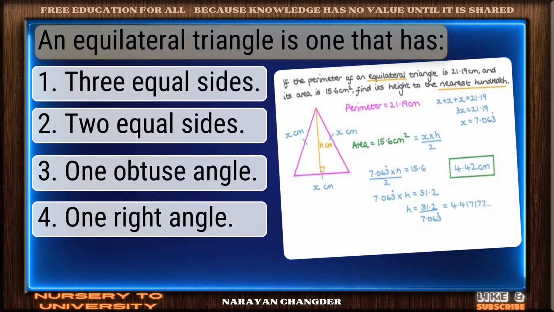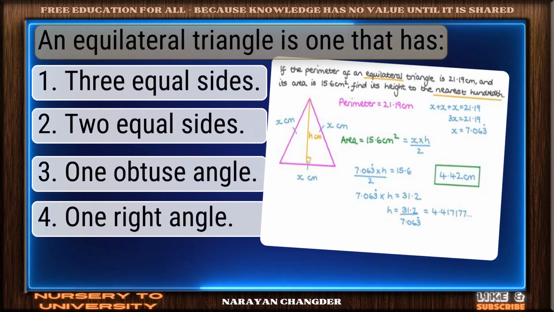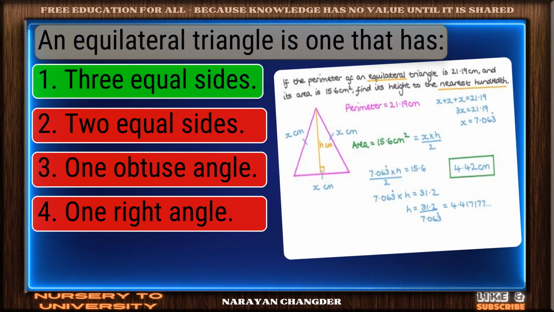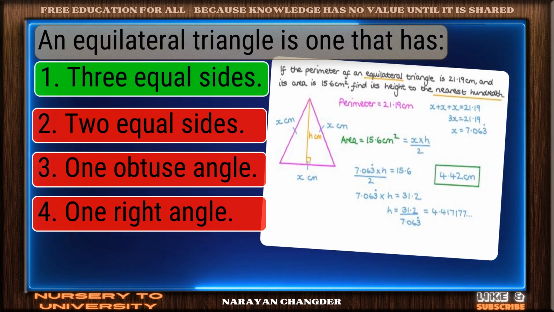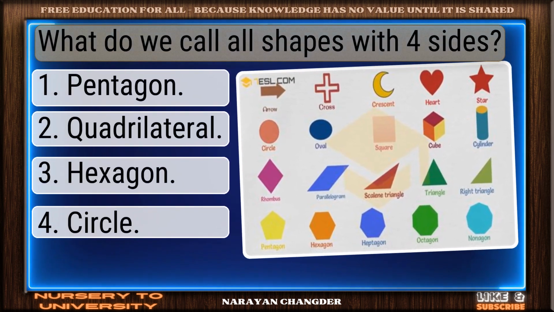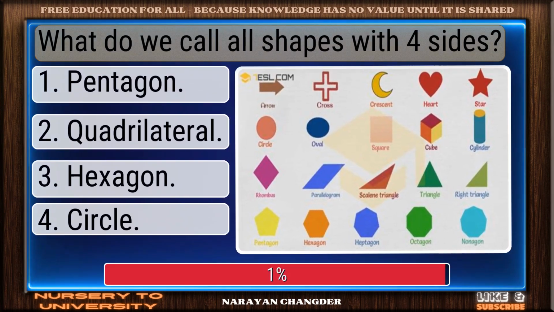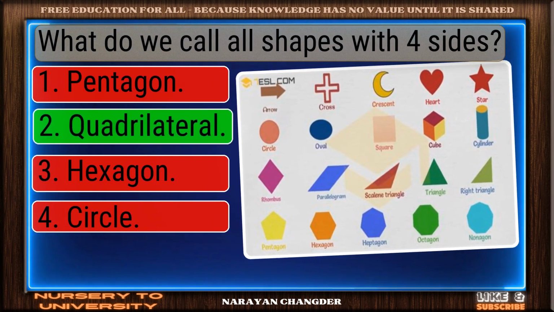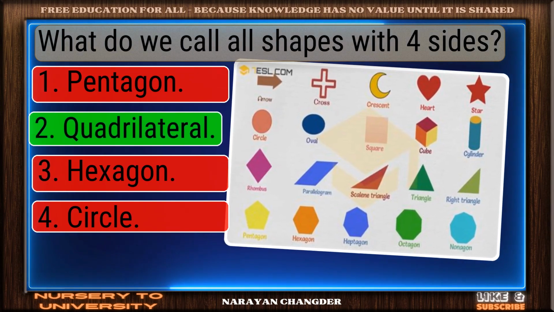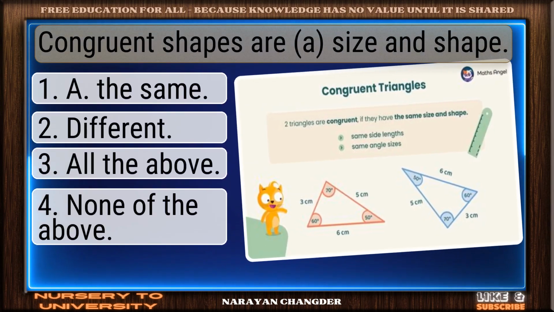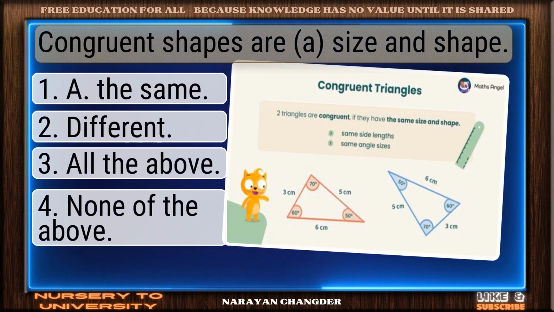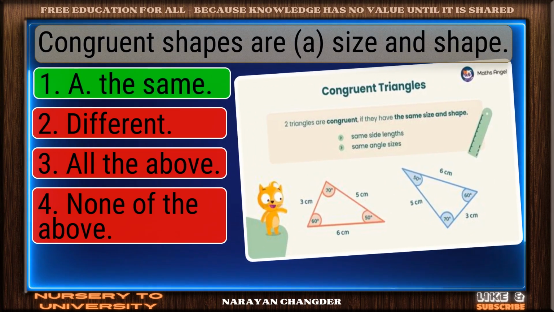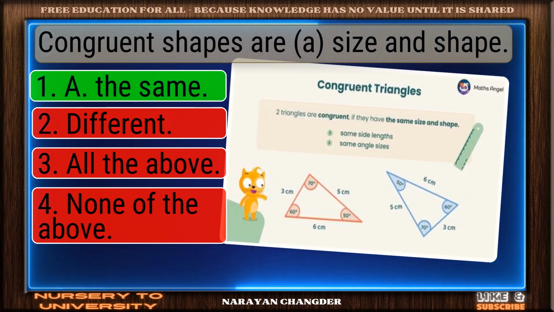Question number 211. An equilateral triangle is one that has. Nice work. You chose 3 equal sides, and it is correct. Question number 212. What do we call all shapes with 4 sides? Well picked. Quadrilateral is the correct answer. Question number 213. Congruent shapes are size and shape. Correct. A. The same is the right answer.